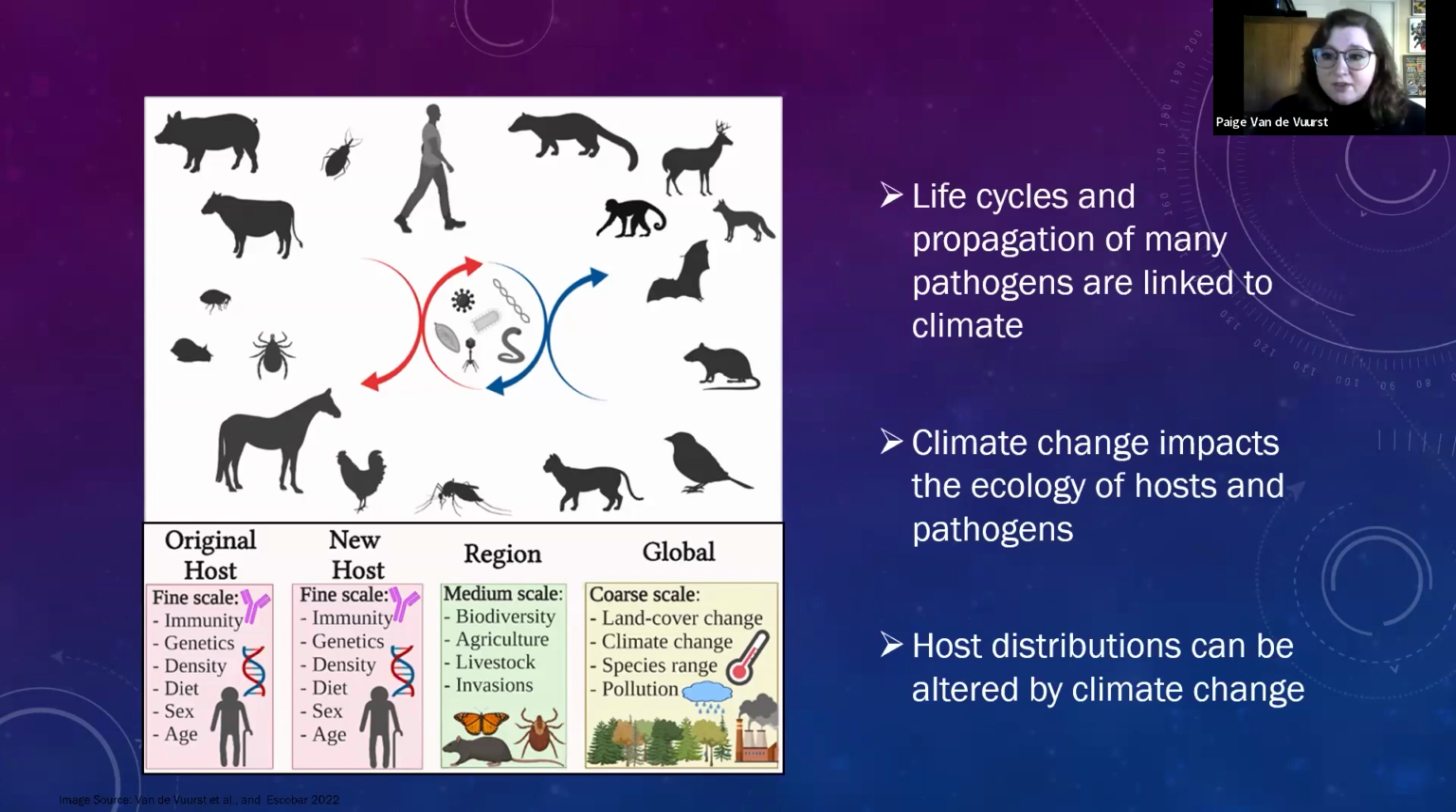So, where and when different species live across landscapes can be changed due to changes in the climate. If an area becomes too hot across the year to support a specific species, they might move north or south of that current distribution, or they might move up in elevation to cooler areas that are more hospitable to them. Many of these factors that climate change impacts can act across scale. We have individual level factors that can be impacted, up to regional level factors, and even up to global level things like land cover change, species ranges, and pollution.